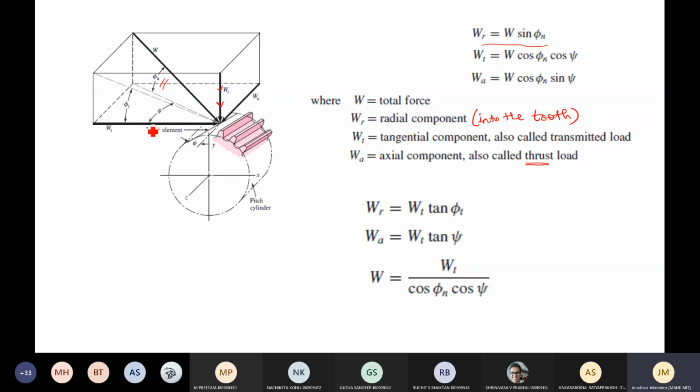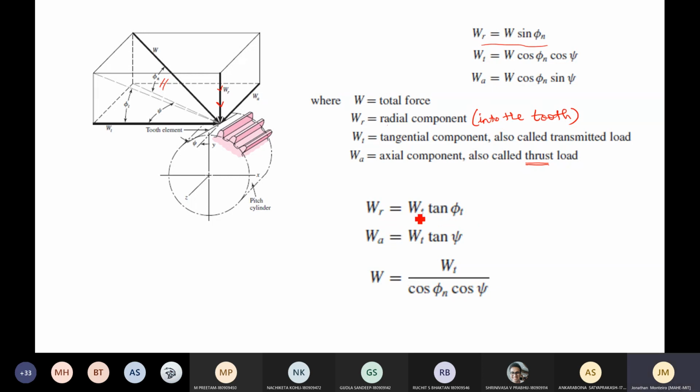Then WT, the tangential tooth load, has a different angle, that is with respect to phi t and psi also. So with respect to all those things, you can write WT as W cos phi n into cos psi, where psi is the helix angle, and the WA component is W cos phi n sin psi. So these are all the derived quantities. We'll directly use them in our relationships when we design the particular gear system.